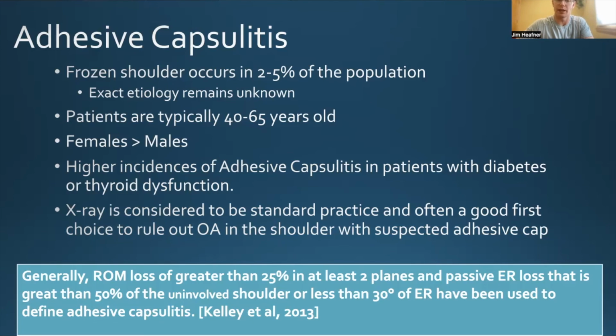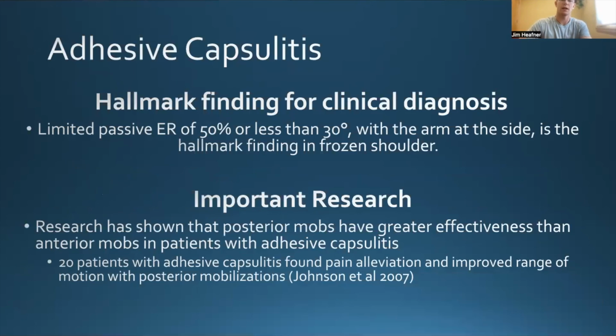I would reread that 2 or 3 times or look at the current concepts to make sure that you understand what true adhesive capsulitis is. Another key OCS point is this hallmark finding for a clinical diagnosis. And that's what we just talked about, limited passive external rotation of 50% or less than 30 degrees of external rotation with the arm at the side.